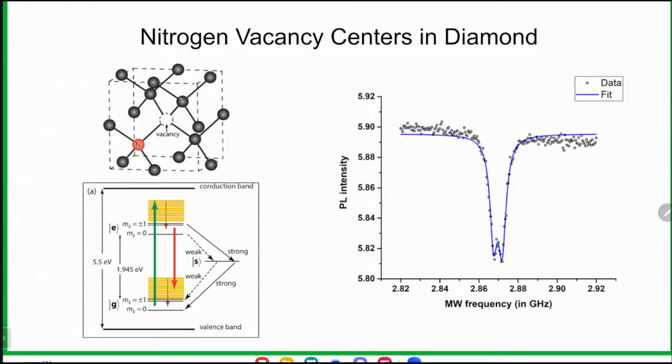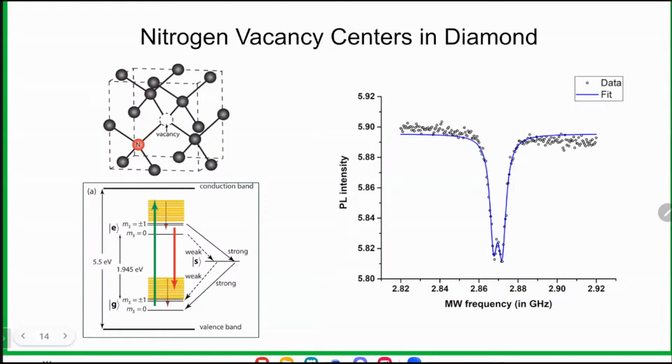So the black balls that you see here are carbon atoms, and one of the carbon atoms is substituted by nitrogen, and adjacent to it, you have a vacancy. Now, this defect center takes a negative charge from the lattice, and it becomes a negatively charged nitrogen vacancy center, and that is a spin one system.